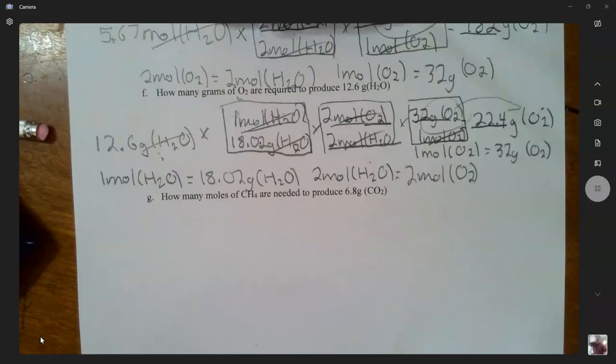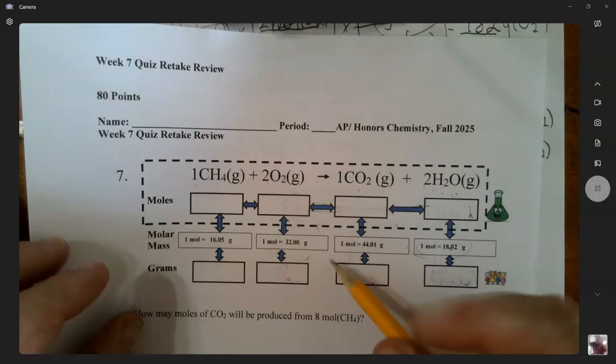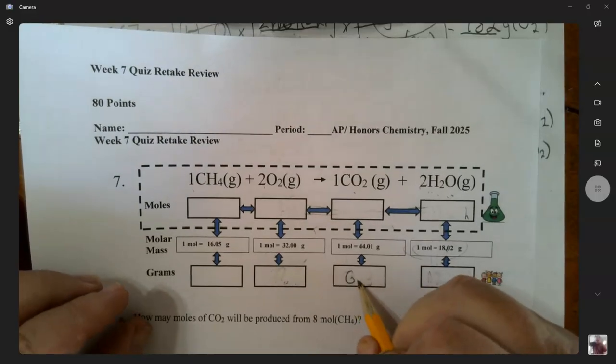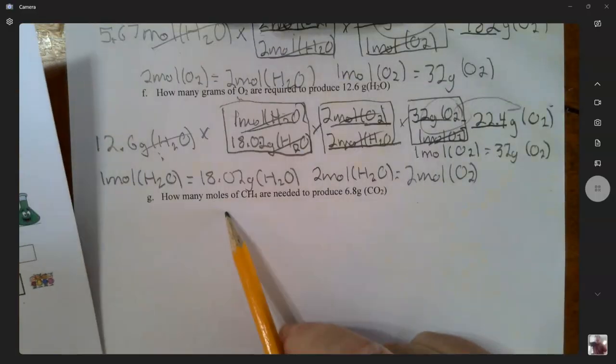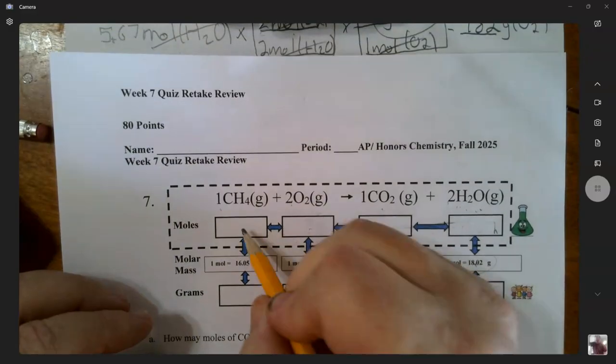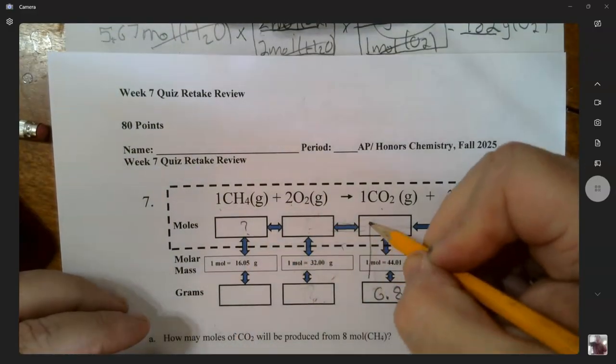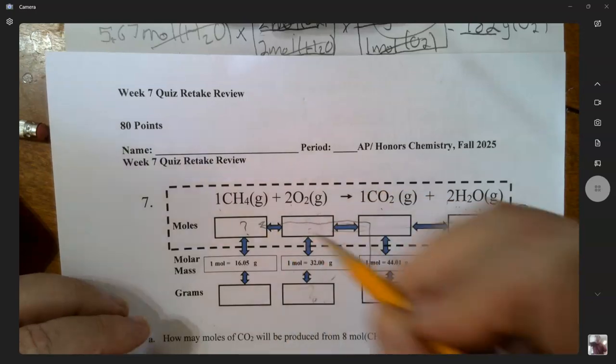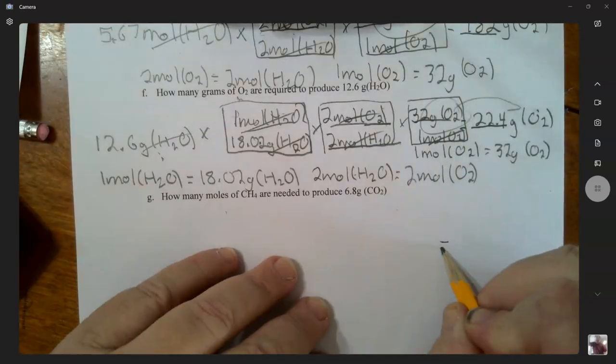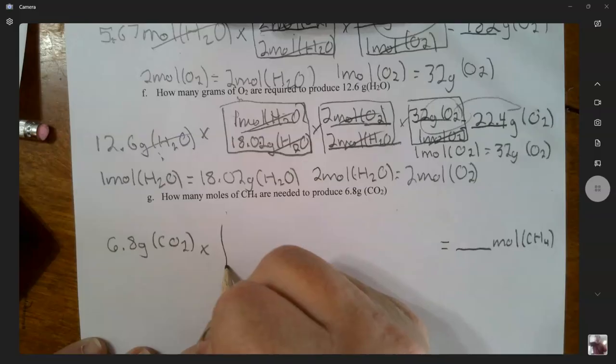Okay, the final question. How many moles CH4 are needed to produce 6.8 grams of CO2? And we got 6.8 grams of CO2, and we want to know how many moles of CH4, so that's a question mark here. So you come up here and over to there. That's 2 arrows, 2 conversions. It's a 2-box problem.